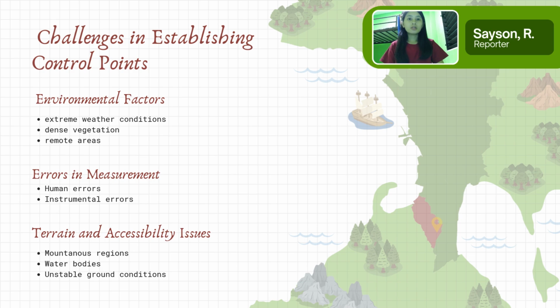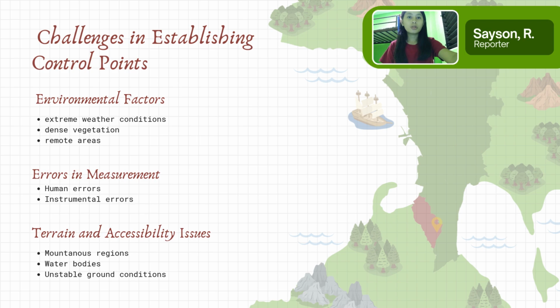Human errors, instrument calibration issues, and signal interference can lead to inaccuracies in control point positioning. For example, if a surveyor misreads the instrument or records incorrect coordinates, the entire project layout can be compromised, leading to costly corrections. Third is terrain and accessibility issues.